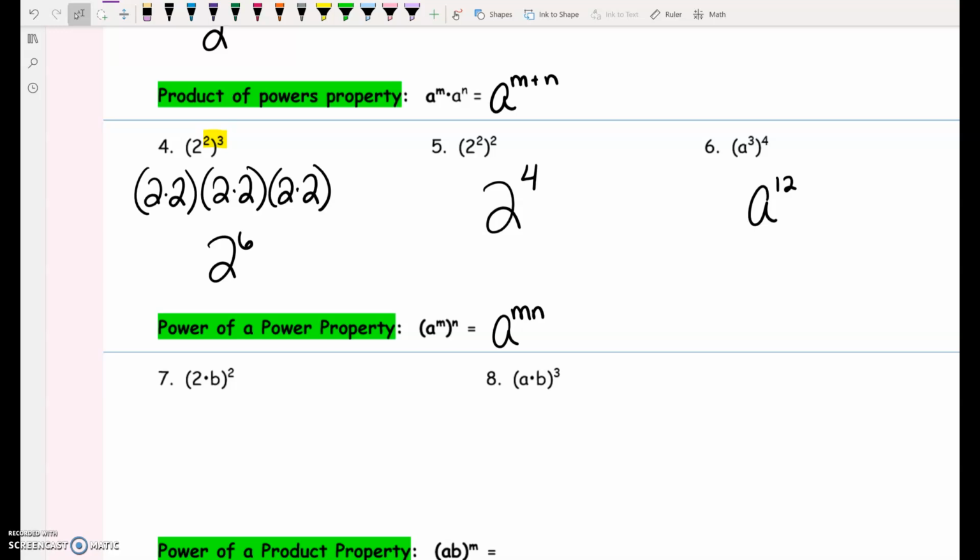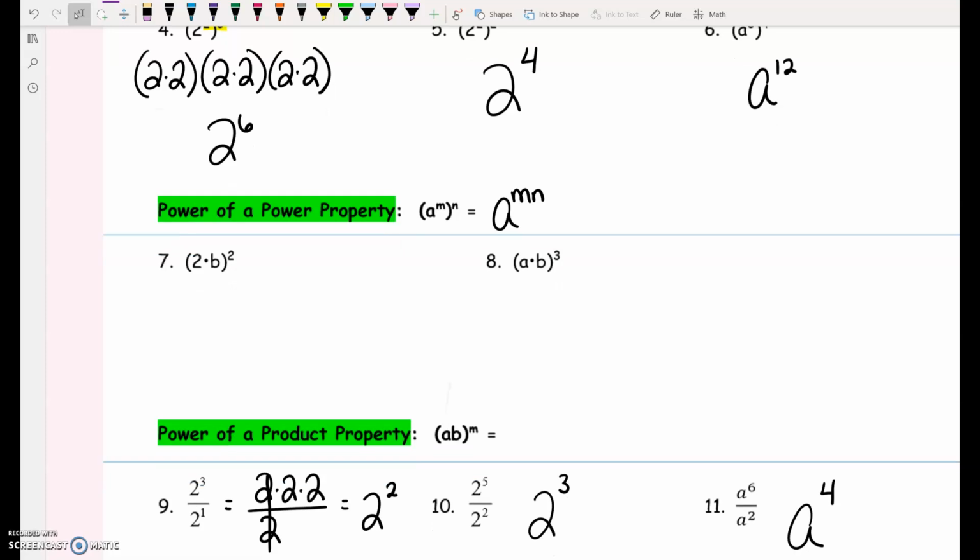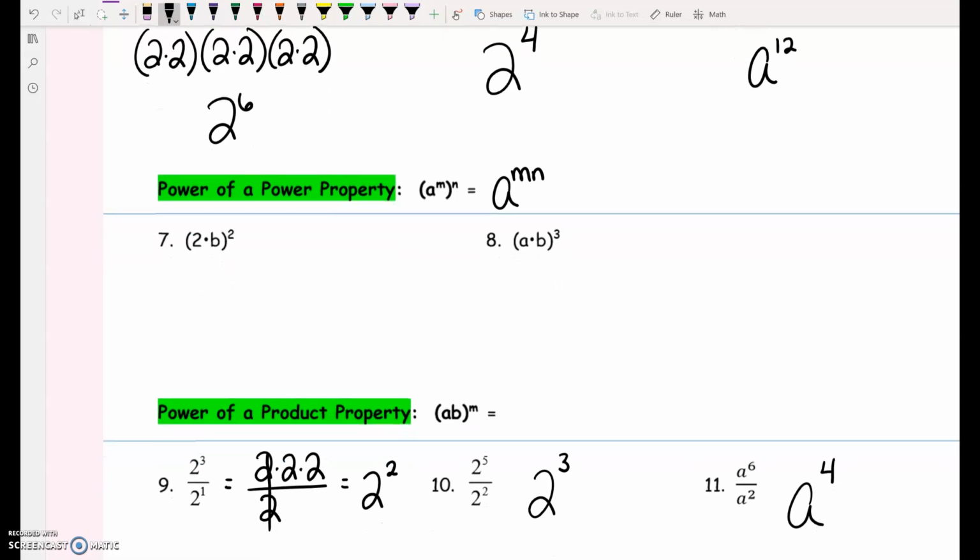Okay, this kind of continues if you have multiple factors inside those parentheses. So here I have 2b, that whole thing squared. That means 2 times b twice. How many factors of 2 do we have? And how many factors of b? 2. So that exponent is applied to all of the things that are being multiplied inside the parentheses. So ab to the 3rd is really a to the 3rd, b to the 3rd.